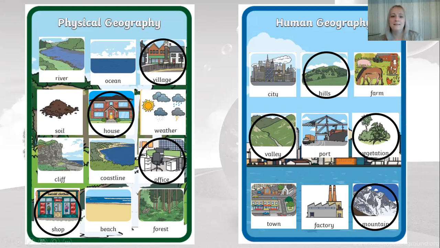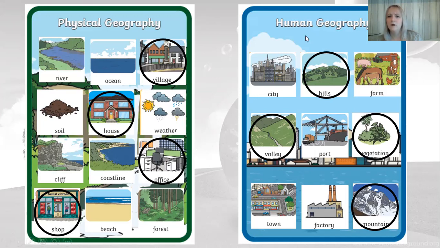Oh, and the office. Yes, of course, we talked about the office earlier, and I completely forgot that an office is a human feature. And a clothes shop, of course. A clothes shop is a human feature, isn't it? It's been built by somebody. We talked about that in our Monday video.